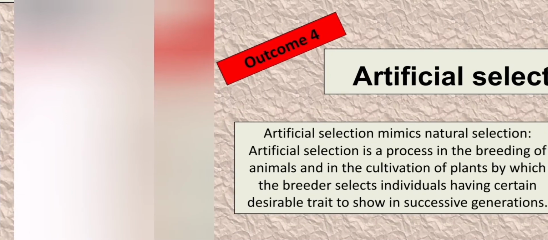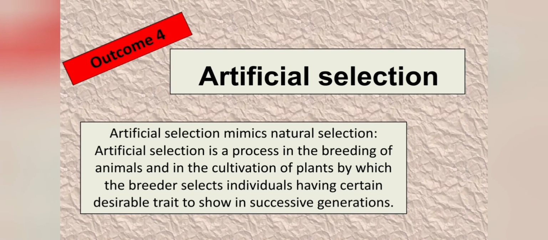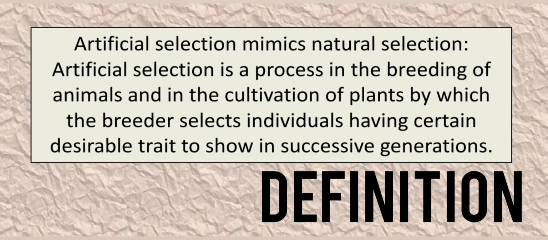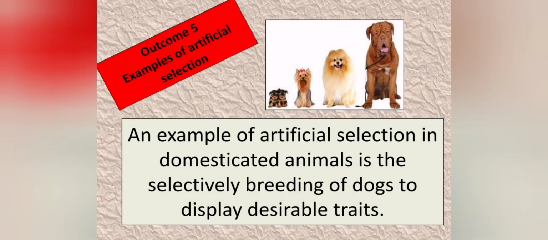Now, as we know, humans are pretty smart, so they figured out artificial selection. In other words, using the principles of natural selection, but to benefit us. So whenever a breeder selects individuals with certain desirable traits to show in the successive generations, it is called artificial selection. And as you probably know, an example of artificial selection in domesticated animals will actually be the selective breeding of dogs to display desirable traits.